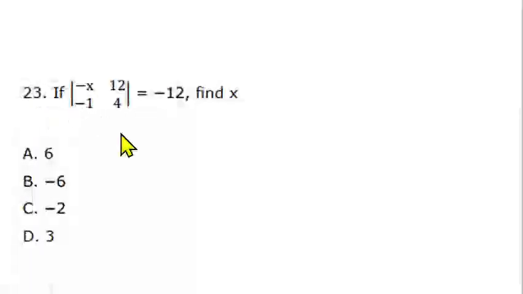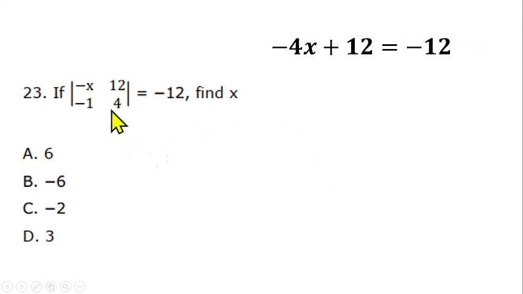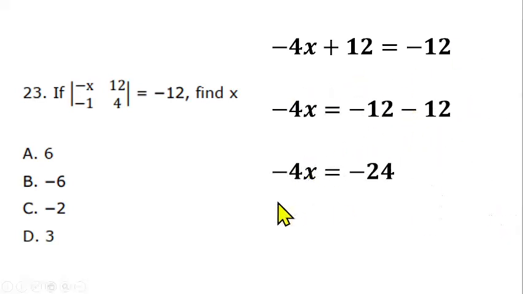Question number 23 also is on matrices. You have to find x such that the determinant of this matrix is equal to minus 12. So how do we find the determinant of this 2 by 2 matrix? We have to cross multiply and subtract. So 4 times minus x will give us minus 4x. Then minus 1 times 12 will give us minus 12. So we have minus 4x minus 12, and that should give us minus 4x plus 12 equals minus 12. So collect like terms there, you have minus 4x equals minus 12 minus 12. That will give us minus 24. Divide both sides by minus 4.